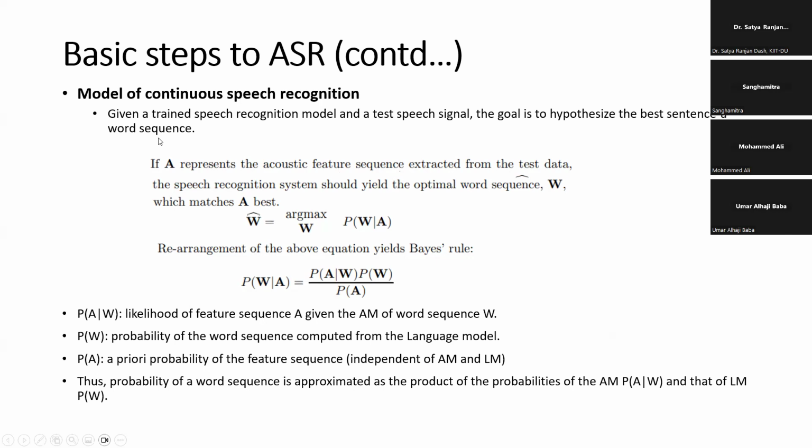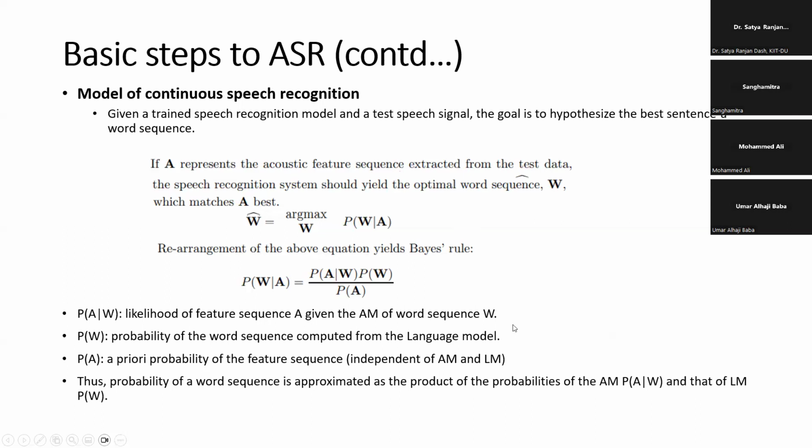So if A represents the acoustic feature sequence extracted from the test data, so whatever speech signal you have given, you have extracted the features, and A represents the feature sequence, then the speech recognition system should yield the optimal word sequence, WCAP. WCAP is the word sequence which matches A best. That is why we say that WCAP is equal to argmax of probability of the word sequence W given the acoustic feature sequence A.